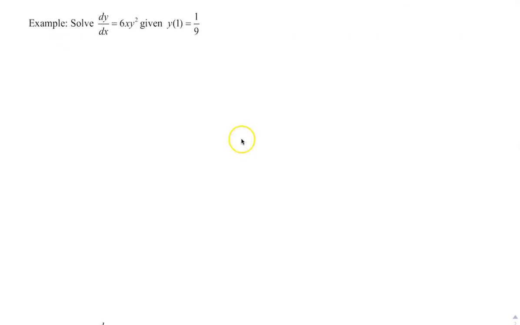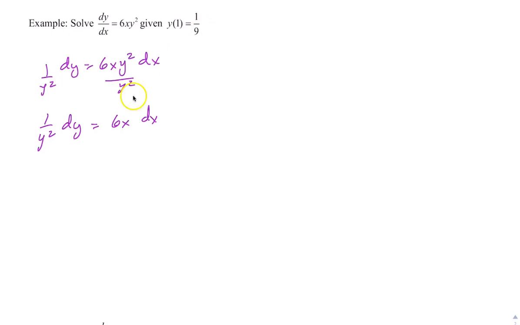So this first one here. Example: solve dy/dx is equal to 6xy squared, given y(1) is equal to 1/9. So first we're going to separate. We're going to multiply both sides by dx, then we're going to divide by y squared. Again, I show way more work than you would have to show. You'd skip just from the beginning to here. All right, so I separated them.